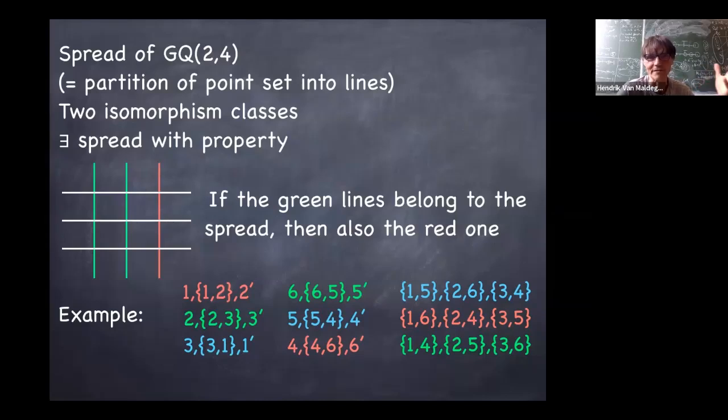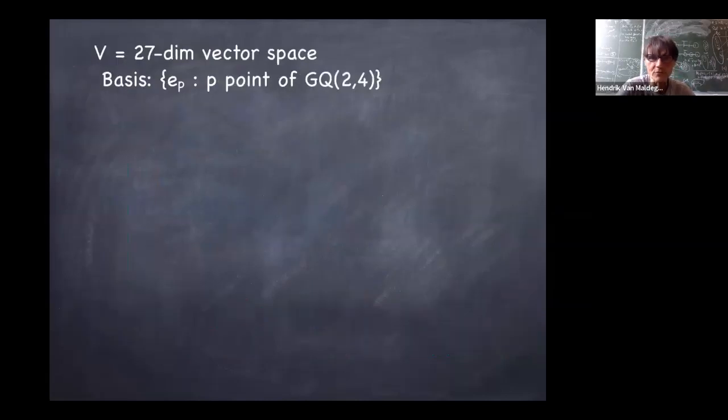And this is kind of a coincidence of small numbers and small geometries. Okay, but that's not so important. What we now do is we construct a 27-dimensional vector space, and we take as basis vectors e_P, with P a point of that generalized quadrangle. I told you there were 27 points, so each point is responsible for a basis vector. And each point is also responsible for a coordinate.